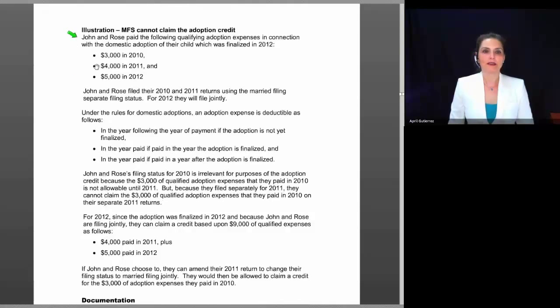We have married filing separate who cannot claim the adoption credit. John and Rose paid the following qualifying adoption costs in connection with the adoption of their child, which was finalized in 2012.